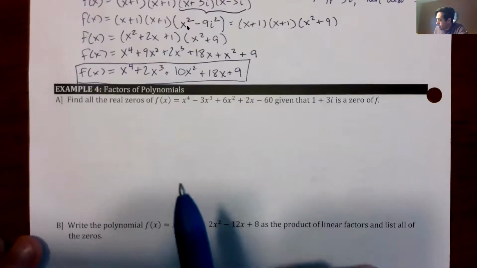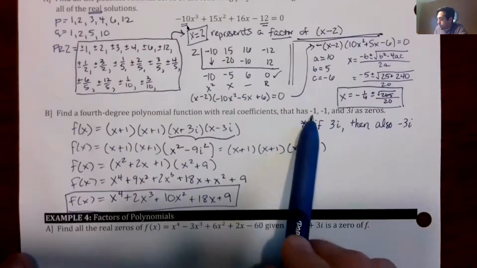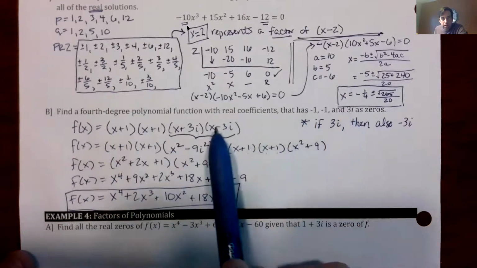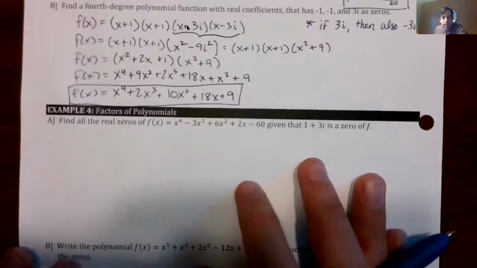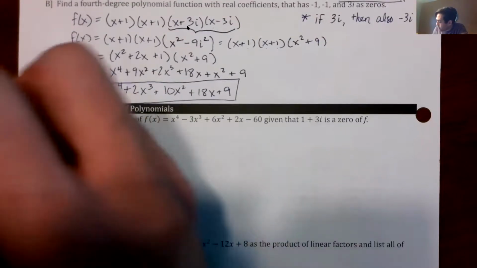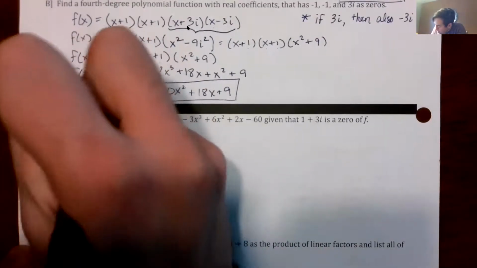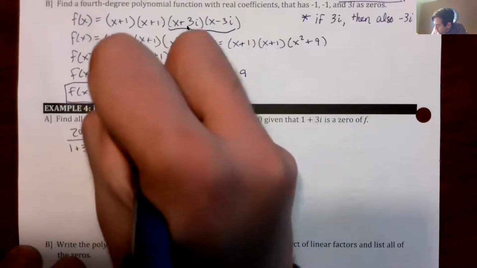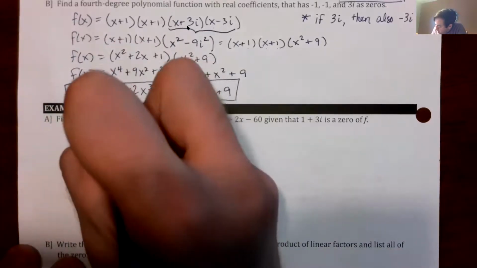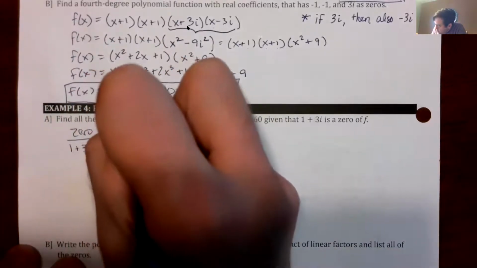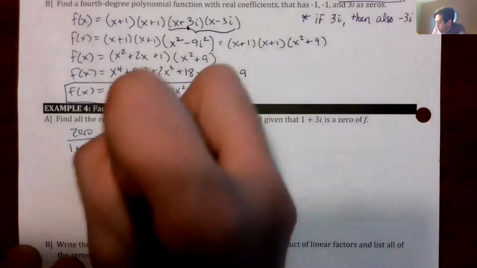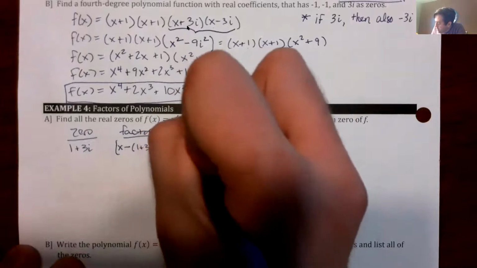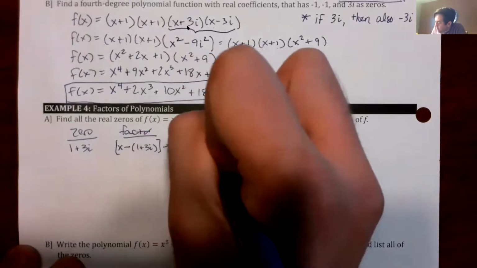But think about this. If the 0 was -1, the factor was x plus 1. If the 0 was 3i, the factor was x minus 3i. If the 0 is 1 plus 3i, the factor is going to be x minus (1 plus 3i), which you could rewrite as x minus 1 minus 3i.